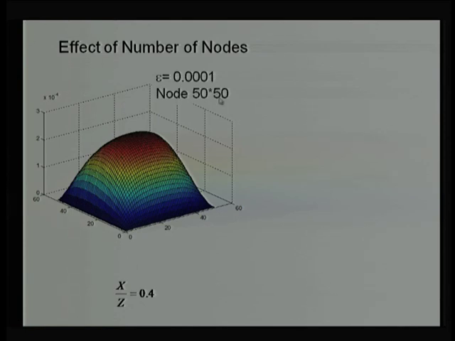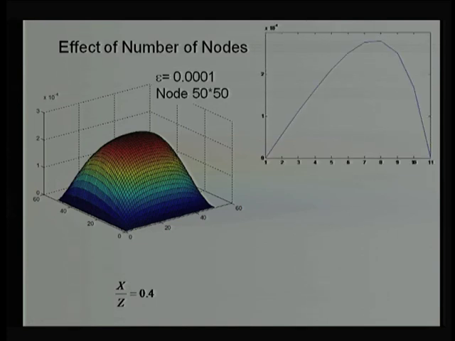So, with solution accuracy of 0.001 and number of nodes 50 into 50, it is reaching almost the same level, roughly a maximum value of 1.5 into 10 to the minus 4. So we can maintain the same thing. We say that this is a good solution, and it can now be compared with the hybrid approach.